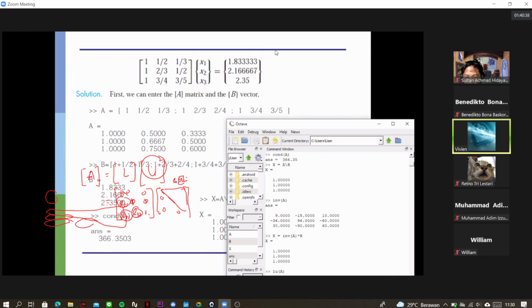What do you mean? Can you repeat it? So we have this matrix, right? Gini Mem, pakai bahasa Indonesia aja.